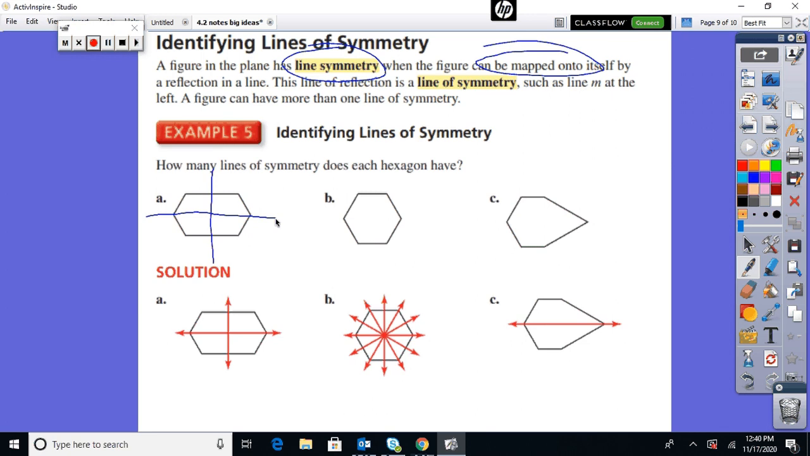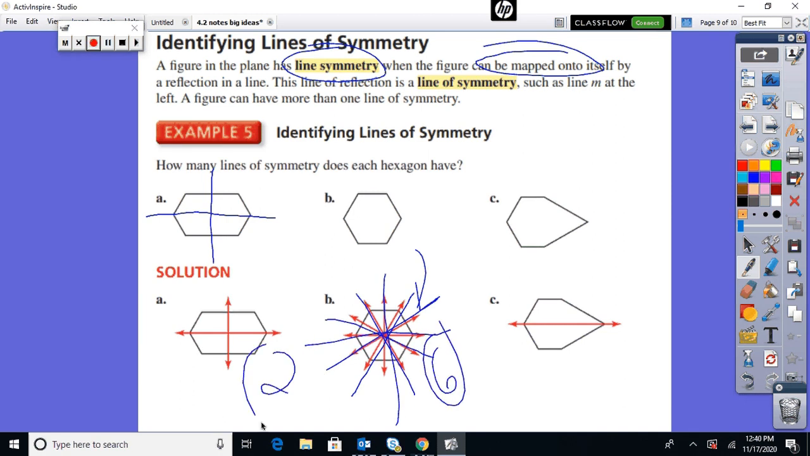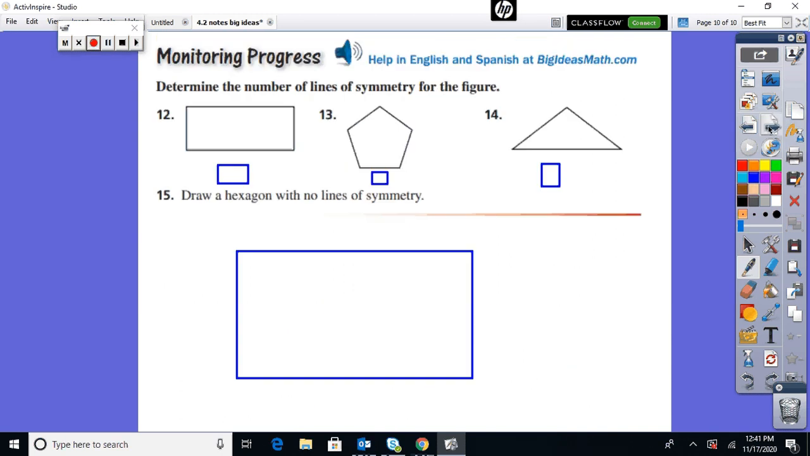Now a regular hexagon, you see you got 1, 2, 3, 4, 5, 6 different lines of symmetry. So 2 on this one. And now in part C, though, you can see that there would be no way we could go vertically that would make this look the same when you spun it, or when you flipped it. So therefore, it only has one going horizontally. All right, pause the video and see what you come up with for the monitor progress here.